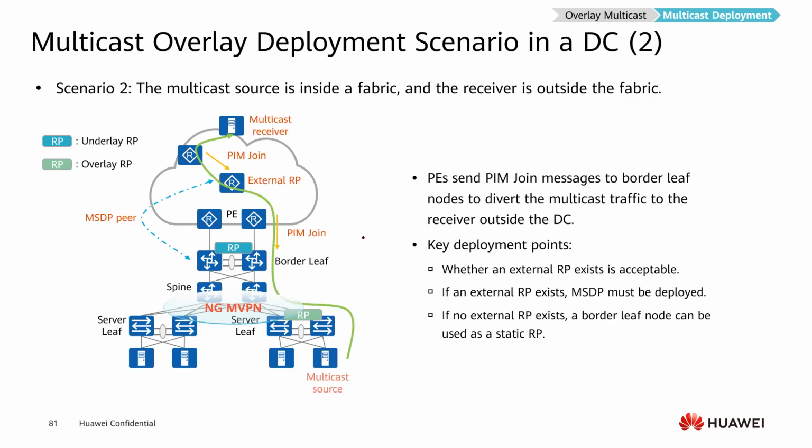Another scenario is the source inside the fabric and the receiver outside the fabric. Actually, it is the same. We need to build the MSDP peer between the external RP and the border leaf. The external RP will send the PIM join message, and this message will be converted from the traditional PIM message to a BGP NG MVPN message, and this message will be sent to this wait type.